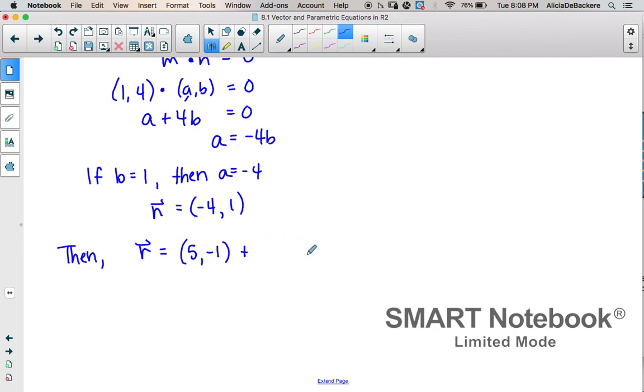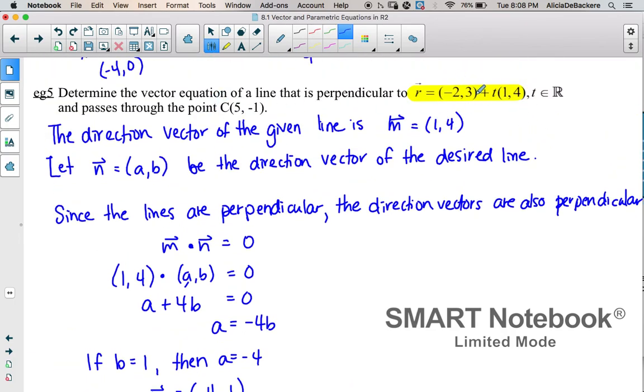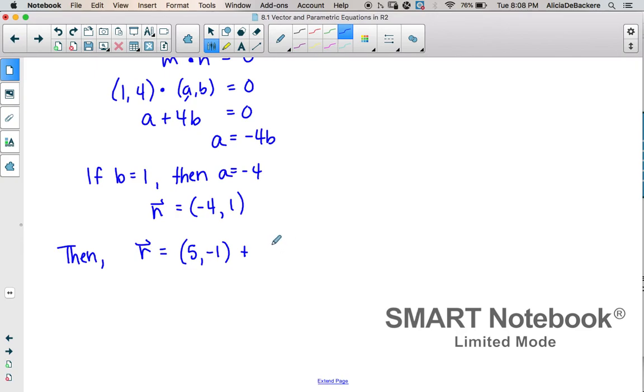But the parameter t was already used up in the given equation, so I'm not going to use t again. I'm going to use s, and then I'm going to multiply that by my direction vector. And again, I'm going to define that s belongs to the set of real numbers. And that's it. That's my answer.